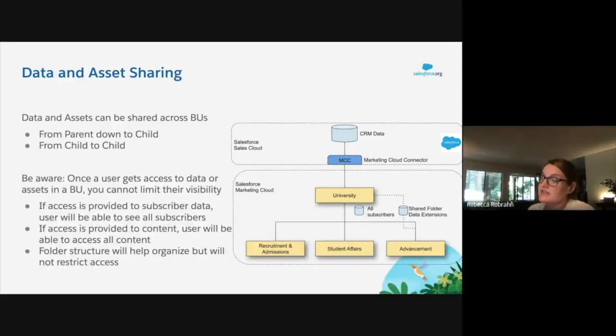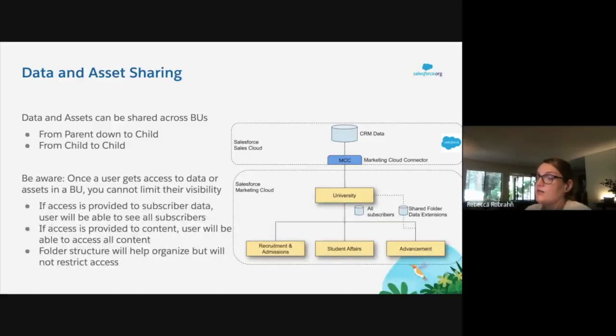Certainly something to take into consideration is that once a user has access to subscriber data in a business unit, they will be able to see all subscriber data within that business unit. So you won't necessarily be able to hide folders within that business unit of subscriber data. And same thing with content and assets.